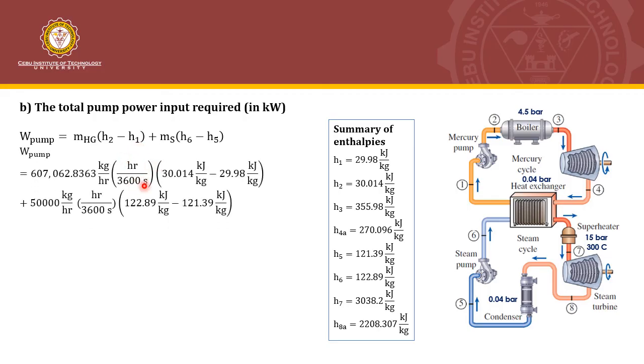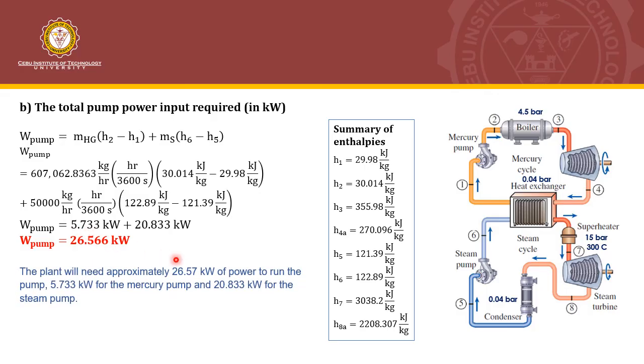Plugging in the values that we solved previously and also the enthalpies found in this table, we can get the total pump work input for the mercury, that is 5.733 kilowatt, and for the steam cycle, that is 20.833 kilowatt. So the total pump work is 26.566 kilowatt. You can find here that the plant will need 26.57 kilowatt of power to run, and out of that, 5.733 kilowatt is for the mercury pump and 20.83 is for the steam pump. We can actually sometimes neglect the value of the mercury pump because it's very small.